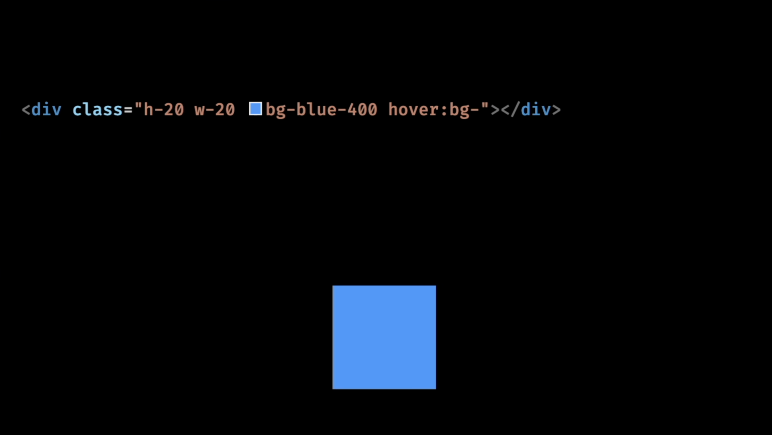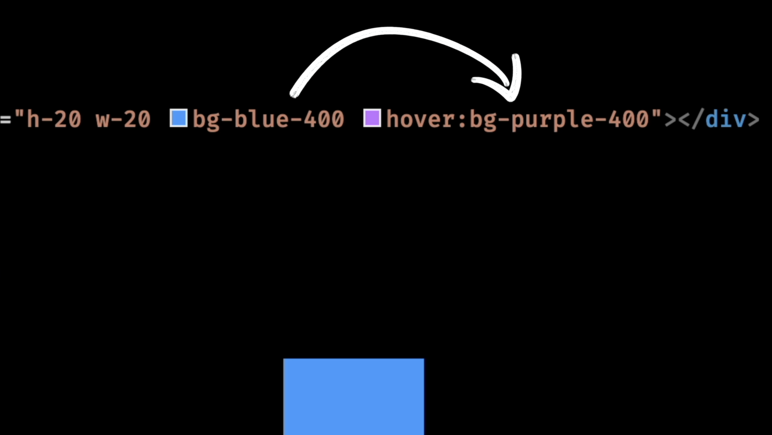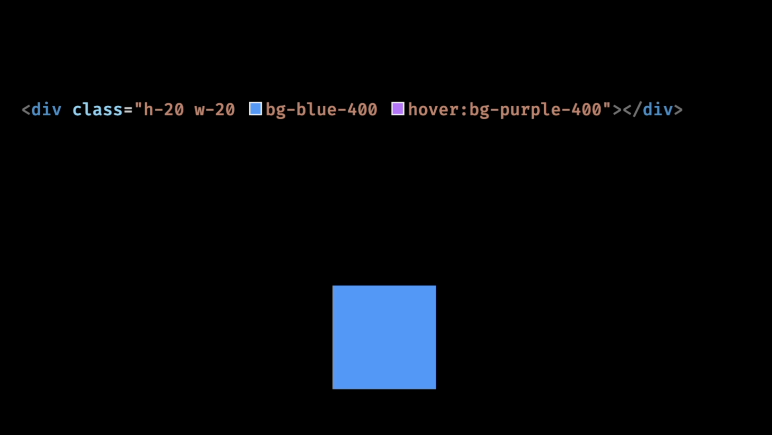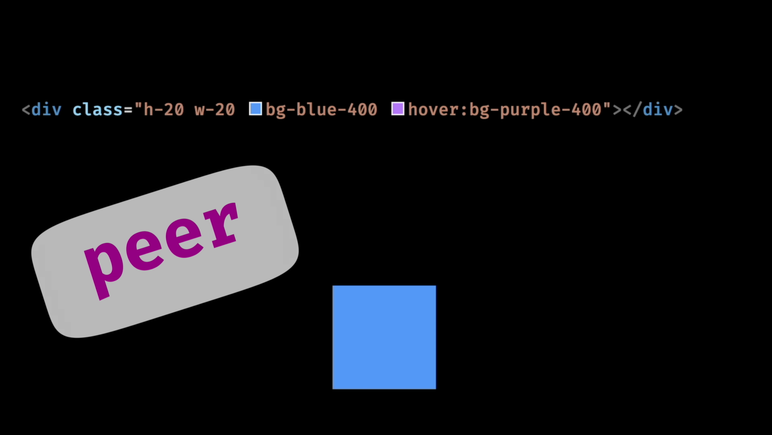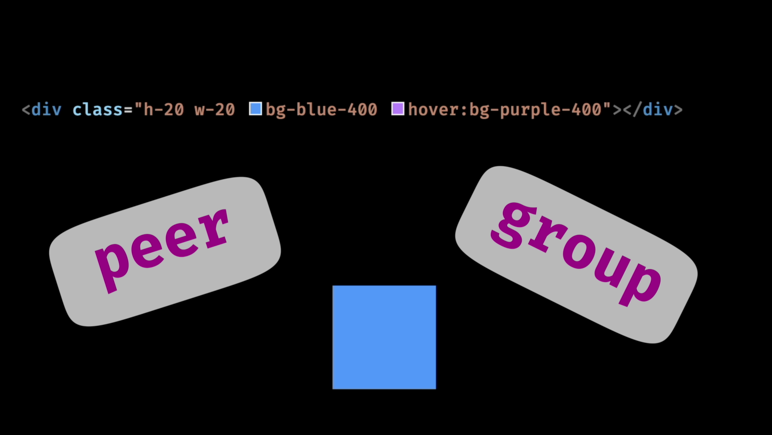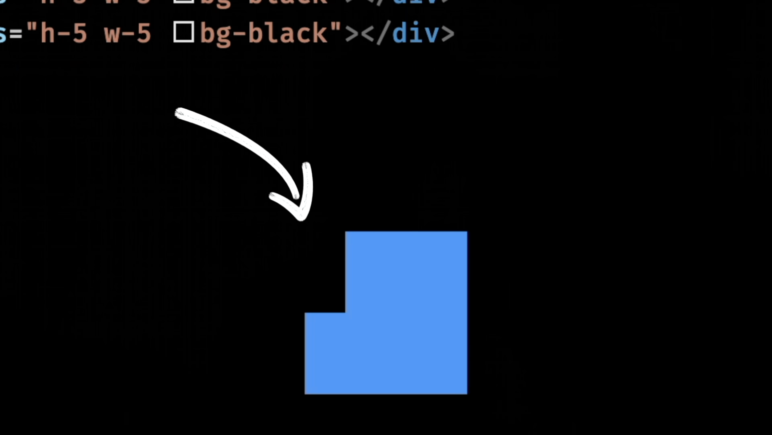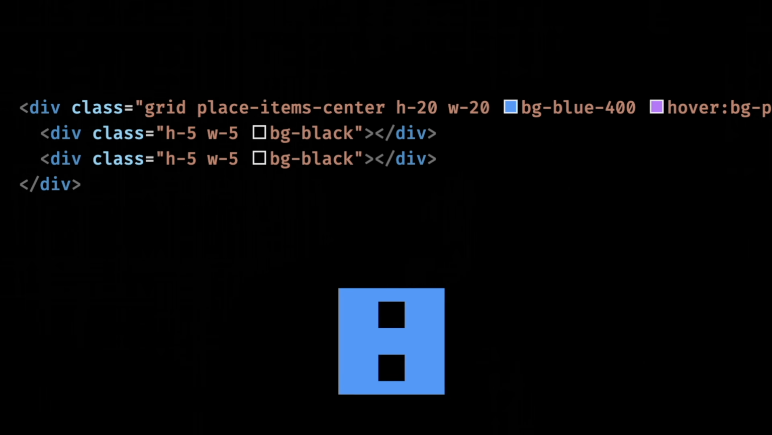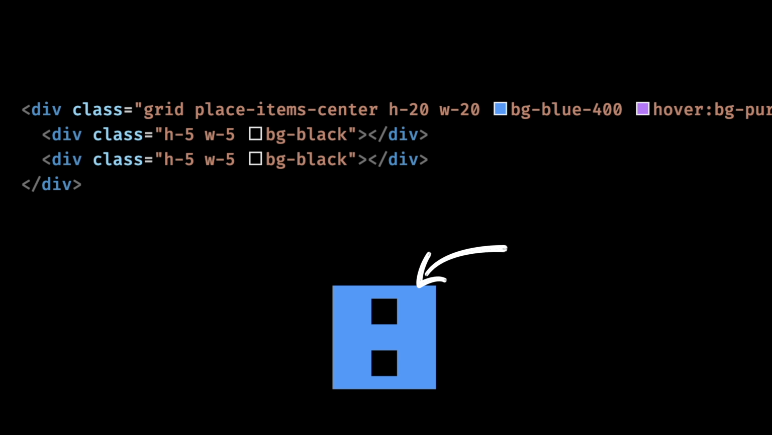You probably already know that we can change the style of an element based on its state. But what if we want to change the style based on the state of another element? This is where the peer and the group utility classes come in handy. Let's say we have some elements inside this box. Let me just center them. Alright, so we want to change the style of the children when the parent is hovered.